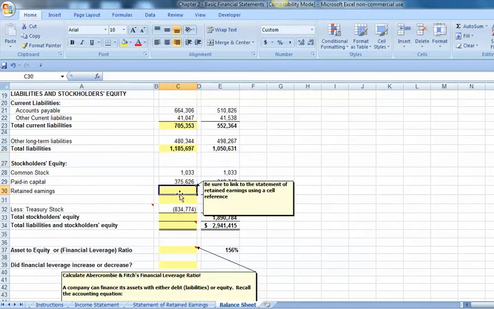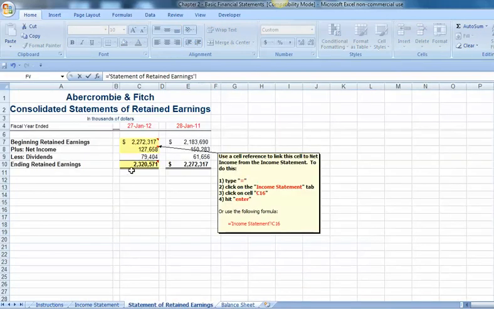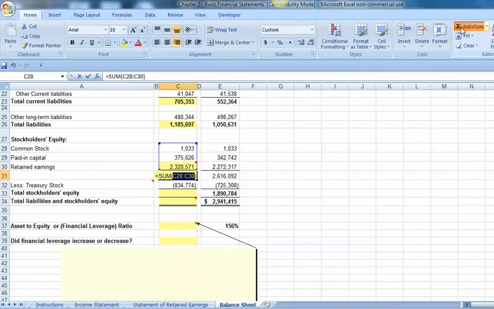Our retained earnings, we want to make sure we link this to our statement of retained earnings. So equals, click on our statement of retained earnings, click on the ending retained earnings balance. Now we can get a subtotal for stockholders' equity. And again, let's just use our sum function.